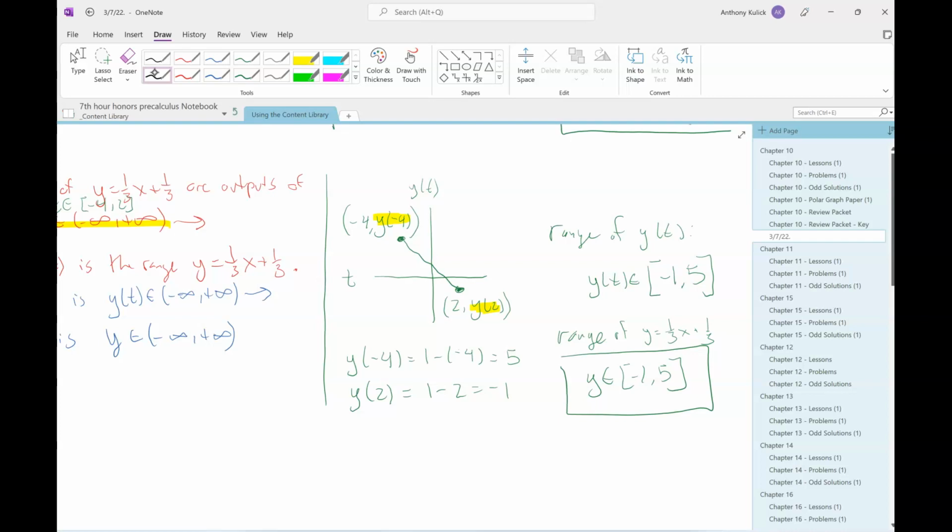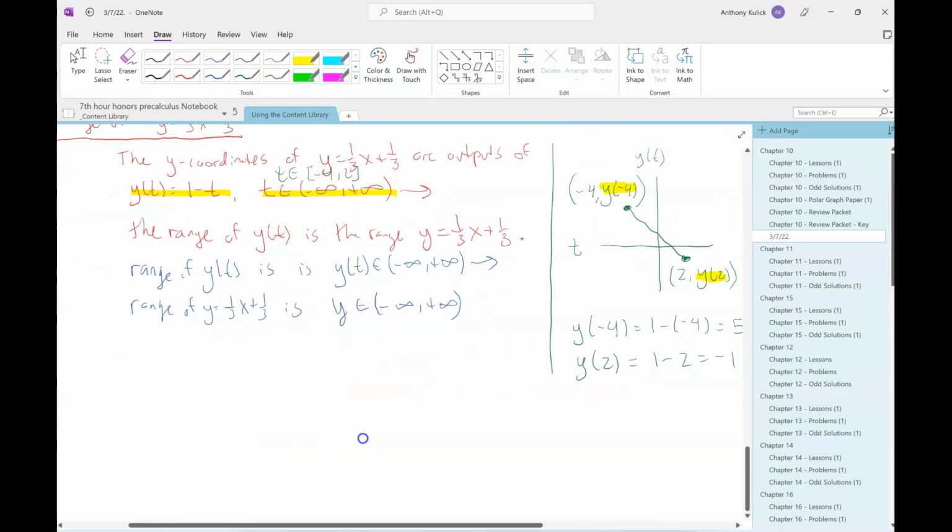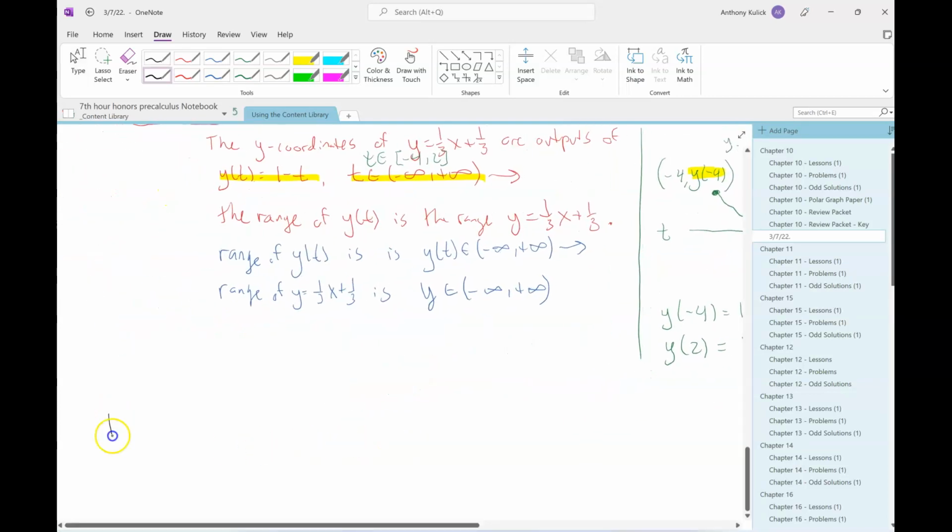Mr. Kulik, does it get worse than this? I mean, only in as much as the functions you're dealing with could get more complicated, but the process will remain largely the same. Let's do another example where that happens.